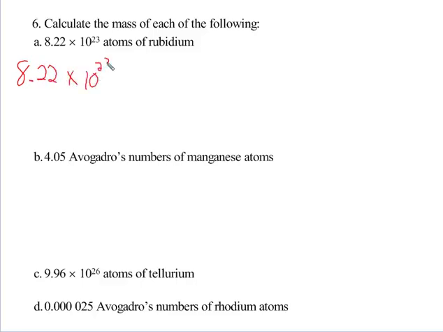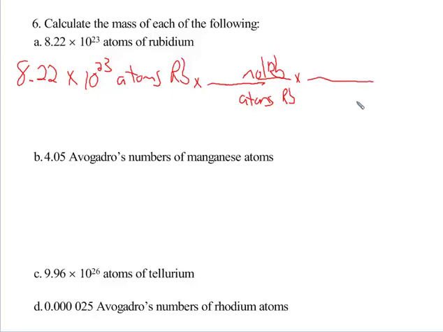8.22 times 10 to the 23rd atoms of rubidium. Remember, we cannot go directly between atoms and grams, so we need to go to moles first. Atoms on the bottom, moles on the top. We're not done yet because we want to go to grams. So moles on the bottom, grams on the top. We can look at our units to make sure that they cancel, and they do, and we're left with what we need. Now we need to plug in our conversion factors.